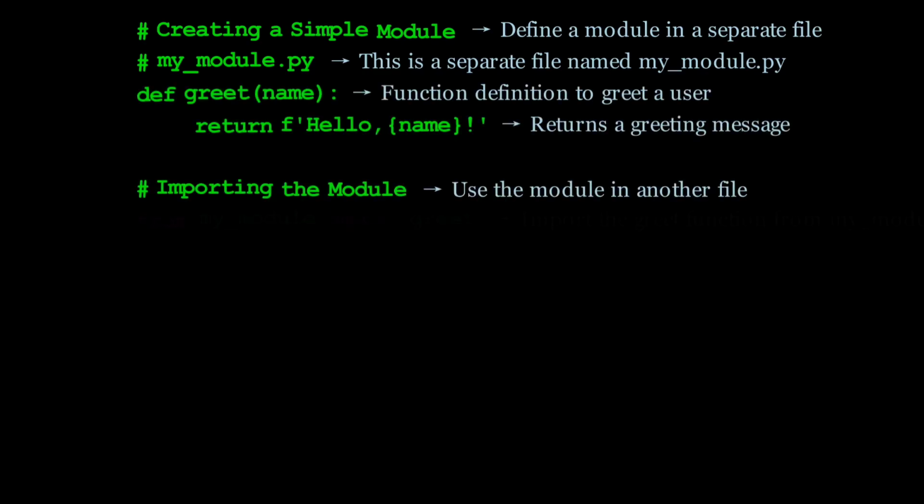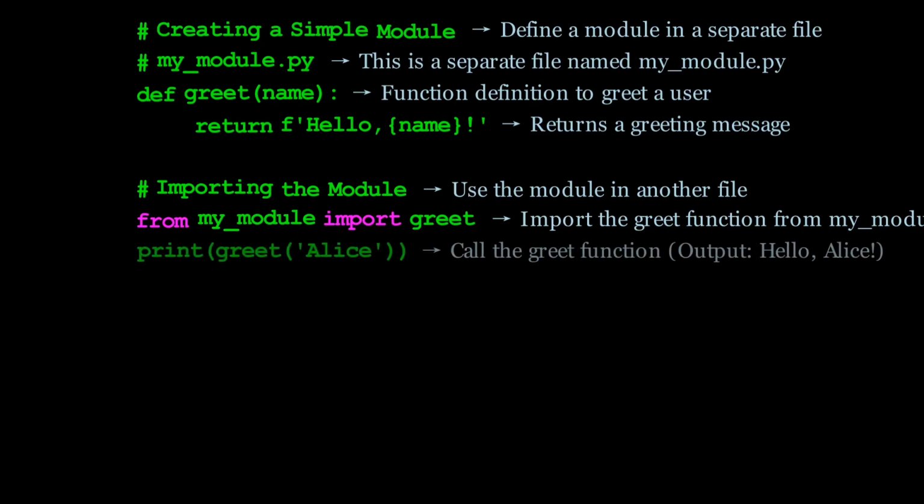First, we create a file called mymodule.py. This contains a simple greeting function. This function takes a name parameter and returns a personalized greeting. Then in another file, we can import this module using the from mymodule import greet statement. This gives us direct access to the greet function.